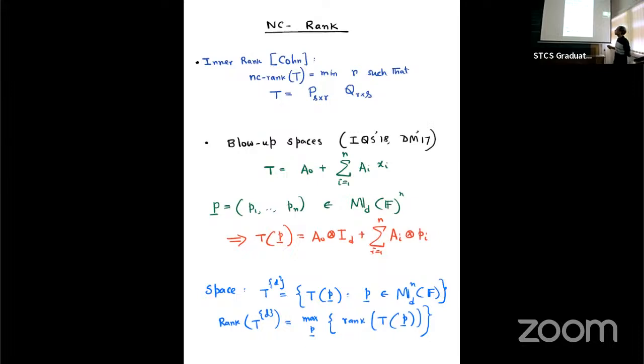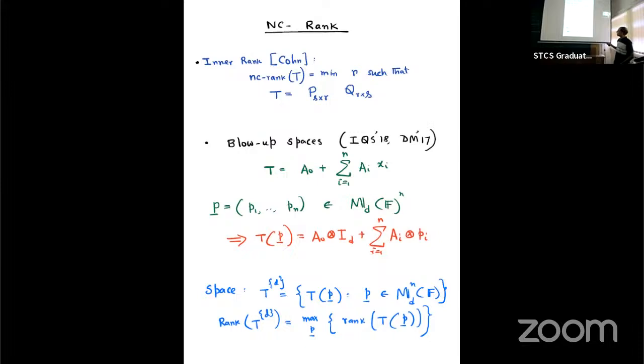So that way you can define this space T. It is nothing but the evaluation of the matrix T over all possible such n-tuples of d-dimensional matrices. You take a tuple, evaluate the linear matrix, you get another matrix. You collect all of them, that is called the space T. The definition is clear. And the rank of the space is the maximum rank of these matrices.